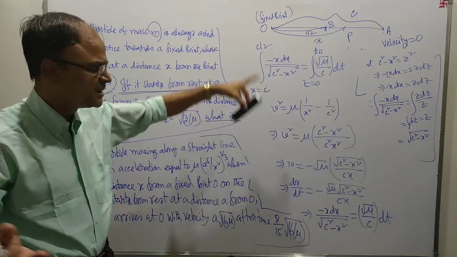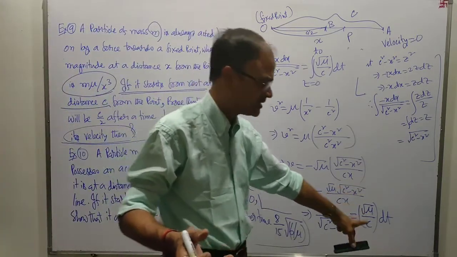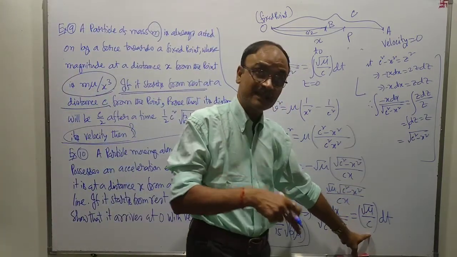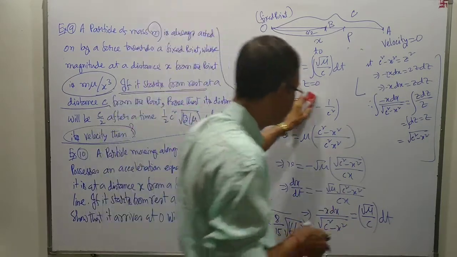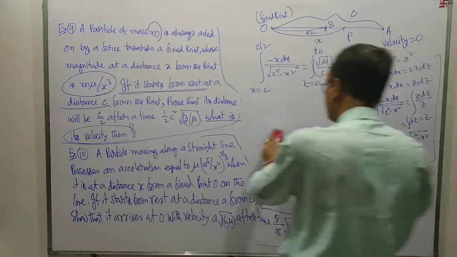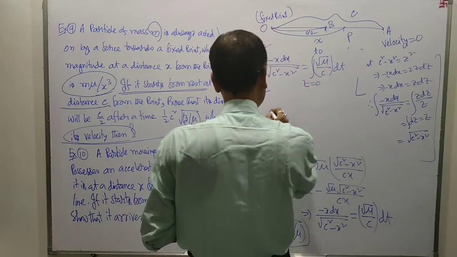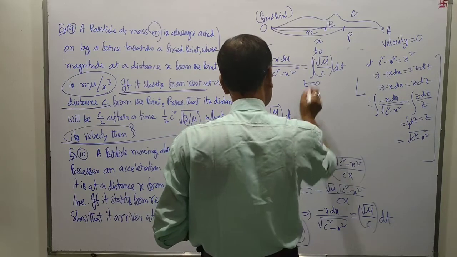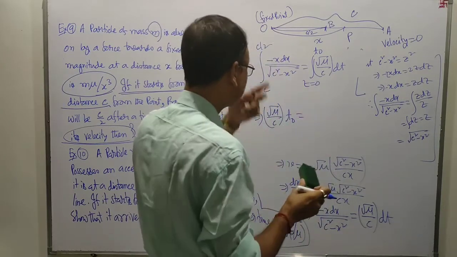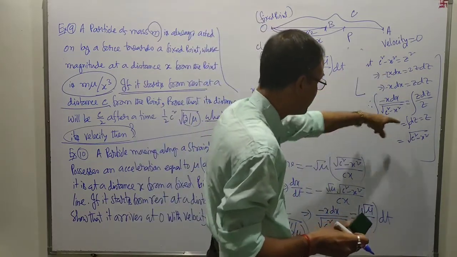It is very simple. The simple mistake was there. Just a simple mistake. C was dropped. Just write this c again. This means root mu by c. Others are as usual. T naught. It will be definitely t naught, just as before.